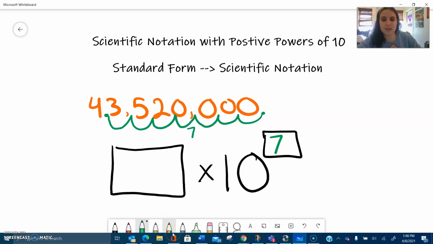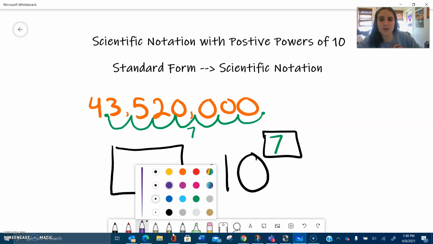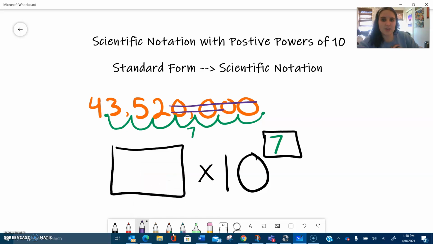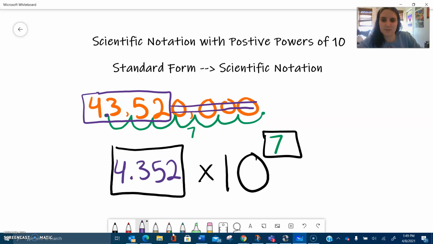The number that goes in the box, our coefficient, comes from what we have as our decimal. When we write a decimal, we don't need any of these zeros at the end. These are all extra zeros, so we can cross those out. I moved my decimal right after the first digit, so I'm going to write the number that's left over. My number that's left over is 4.352 times 10 to the 7th power, and that is scientific notation.